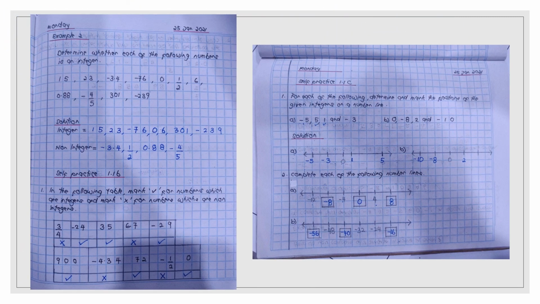This is an example. You write the day, the date, and the topic here. You spare a few spaces here and draw a vertical straight line.